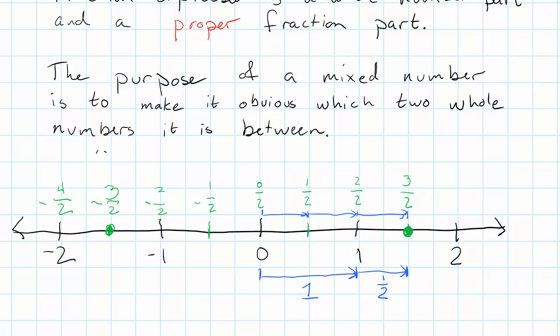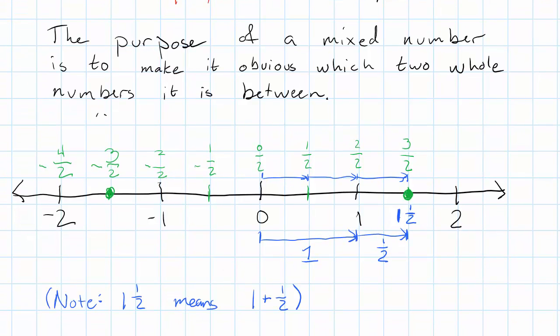The other way I could get to 3/2 is by taking the whole number 1 and adding on to it the fraction 1/2. And 1 and 1/2 is another way of describing this point, 3/2. We say they're equal because they're different ways of writing the same number.